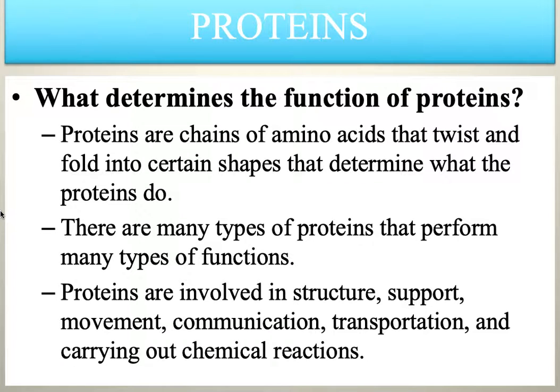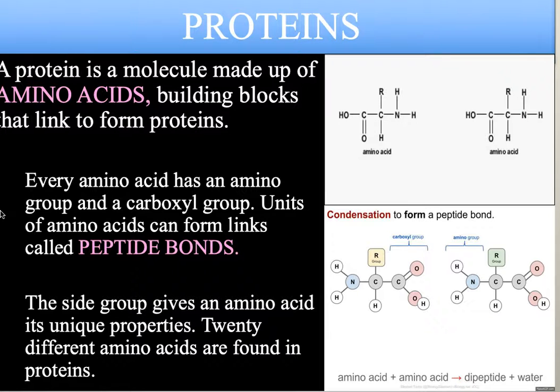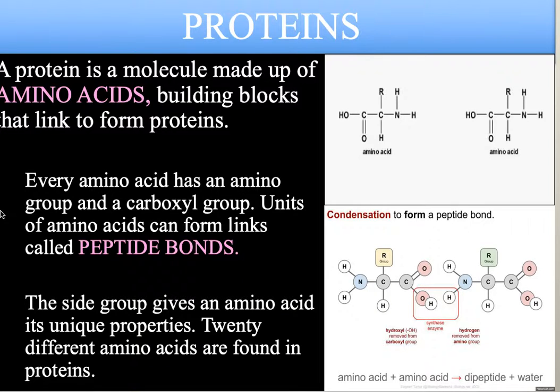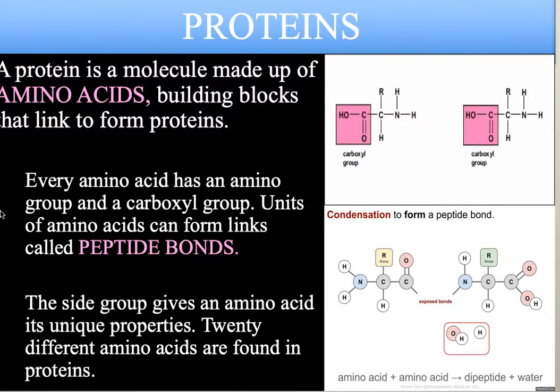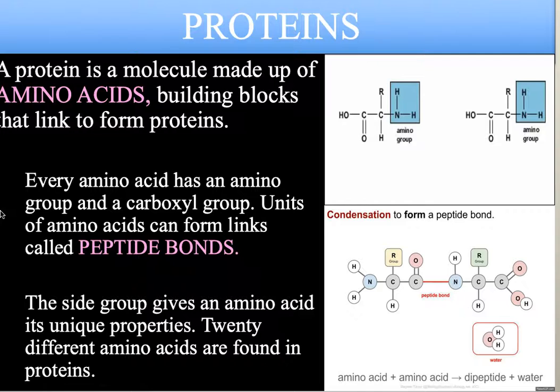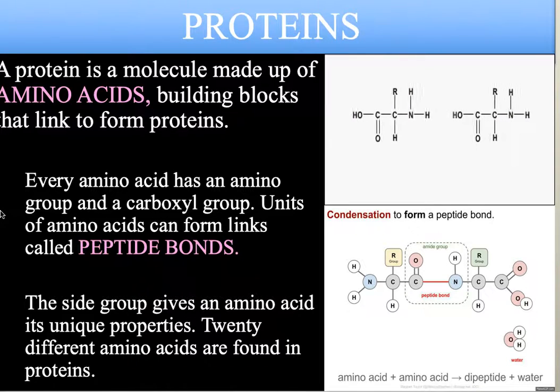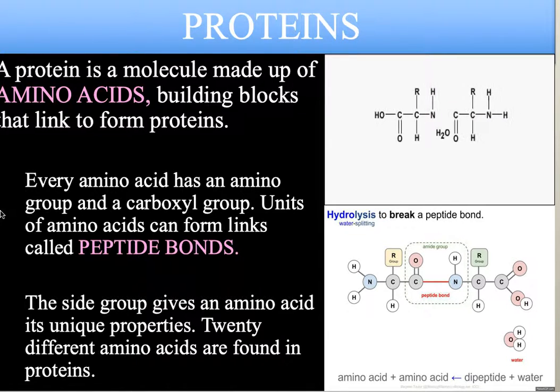Proteins are a big one. Proteins do have multiple roles inside the body. They can be involved in structure, support, movement, and communication. They can transport molecules. They can also, like enzymes, carry out chemical reactions. Proteins are made up of amino acids. That is the monomer or the building block of a protein. Amino acids are connected together by a special type of covalent bond called a peptide bond.